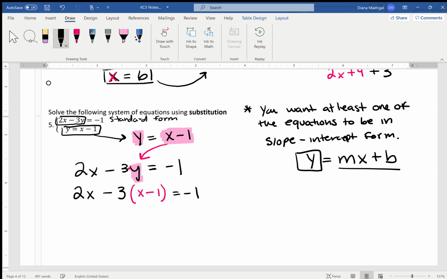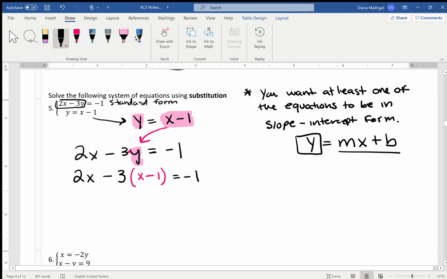Okay, once again, I just plug in for y. They gave you the answer for y in the second one, and I'm using the first one, which is in standard form, to solve for this. And all you're going to do once you plug it in is solve.